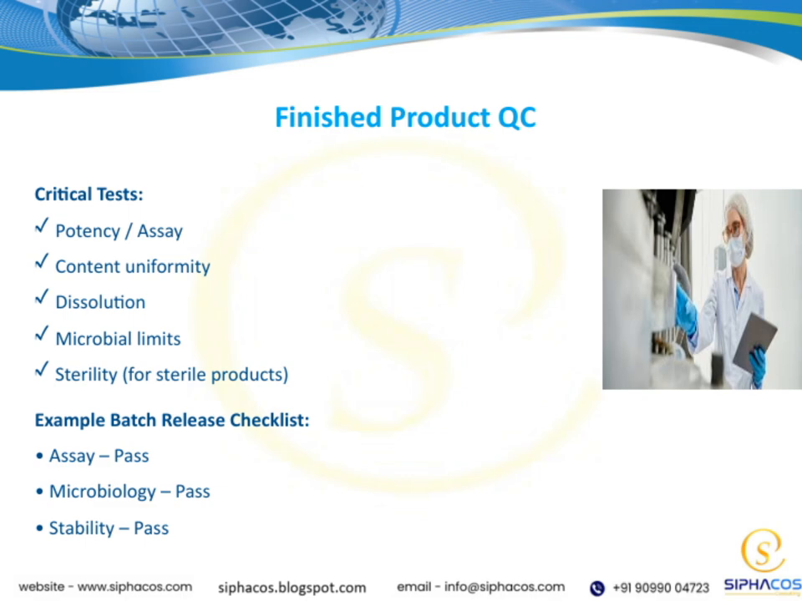To give you a practical example, our batch release checklist might show that the assay, microbiology, and stability tests all pass successfully. When these key tests are completed and the results are satisfactory, we can confidently release the batch. This process is vital because it ensures that every product delivered to patients is safe, effective, and of consistent quality, tying back to our overall commitment to quality assurance throughout the manufacturing process.